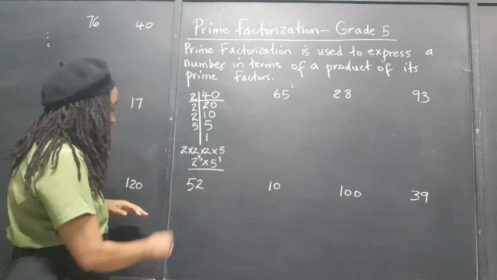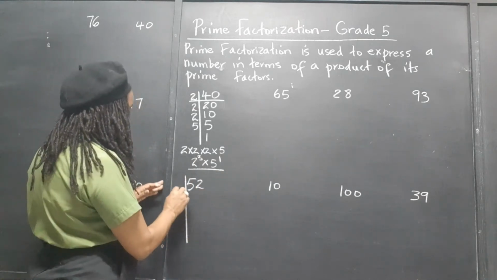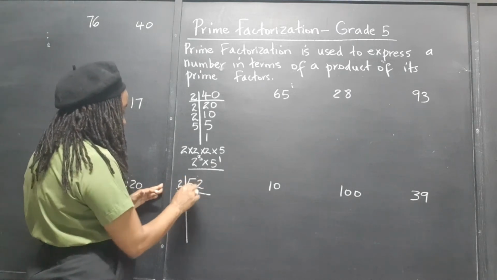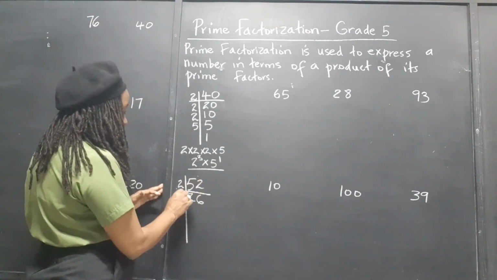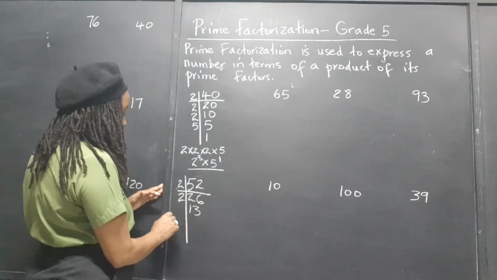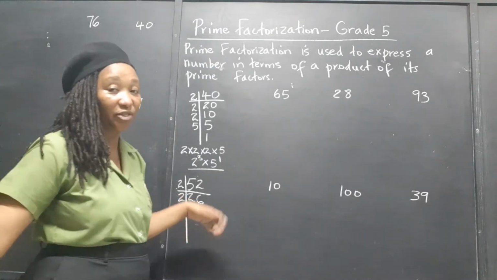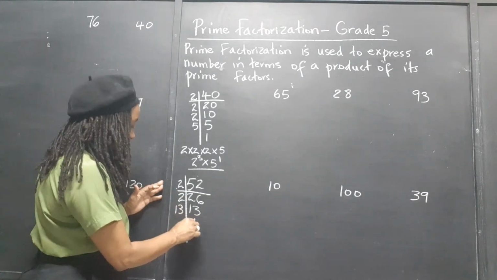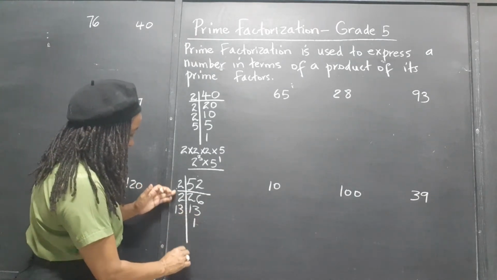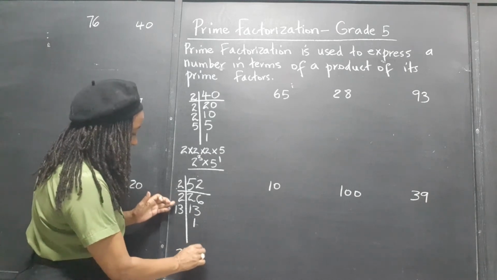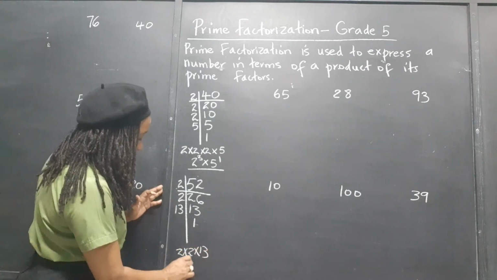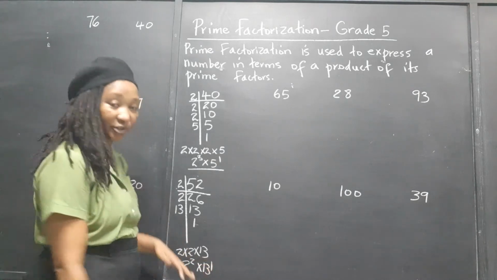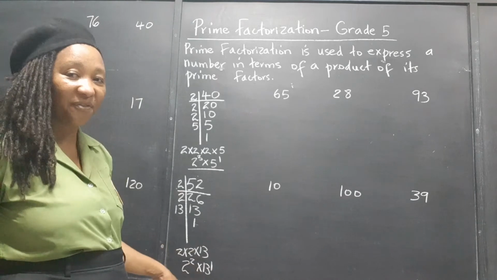So let's do 52. Let's divide 52 by 2. So 2 into 5, 2 times, remainder 1, 2 into 12, 6. 2 into 26 goes 13. 2 can't go into 13. 13 is a prime number, so only 13 and 1 can go into itself. So we have 2 times 2 times 13, or 2 squared, 2 to the second power, times 13 to the first power. This is our prime factorization.